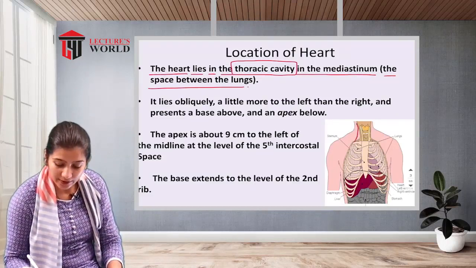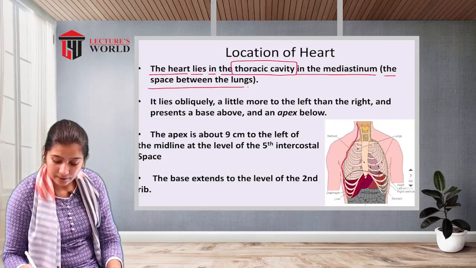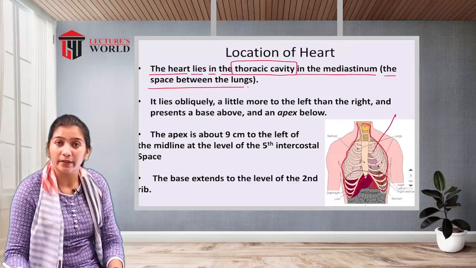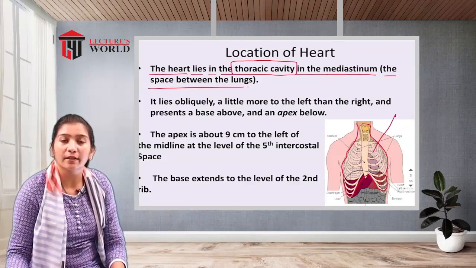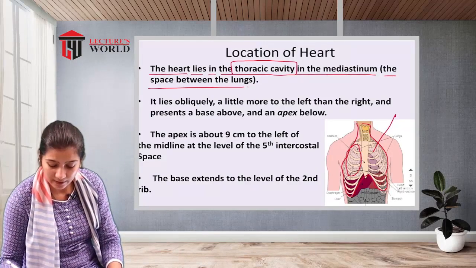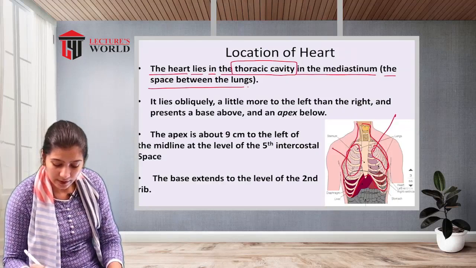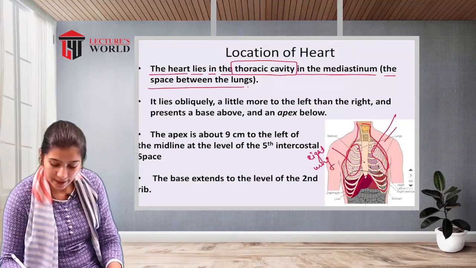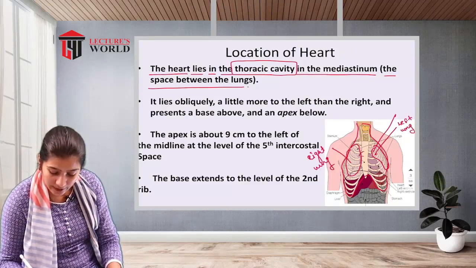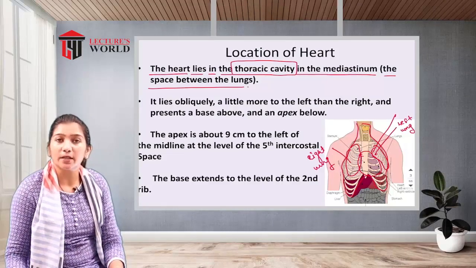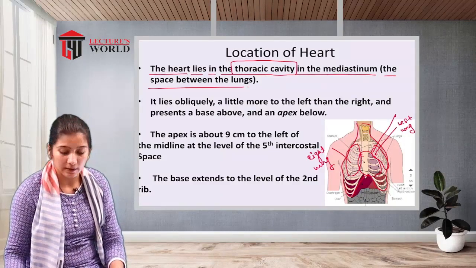The rib-like structure you are seeing here is the thoracic cavity. The location of the heart is between the two lungs. You can see these are the lungs. This is the right lung, and this side is the left lung, and you can see the heart is over here. So the heart is present in the thoracic cavity between the two lungs.